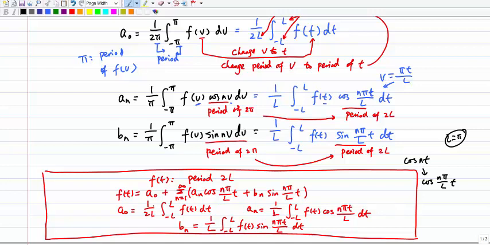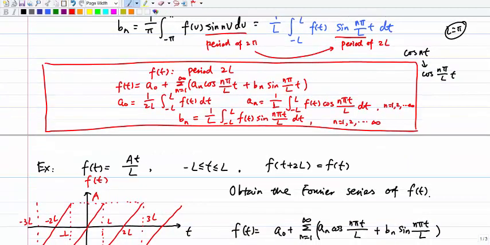So that's a special case basically. And my a0 is 1 over 2L integration from negative L to positive L f(t) dt. And my an is 1 over L integration from negative L to positive L f(t) cosine n pi t over L dt. I should emphasize here this n is 1, 2, up to infinity. And my bn is 1 over L integration from negative L to positive L f(t) sine n pi t over L dt. Also n is from 1, 2 to infinity. So that's my Fourier series for the general periodic function with a fundamental period of 2L.